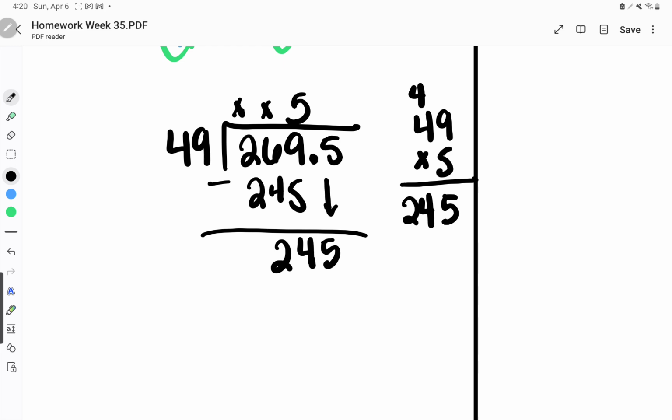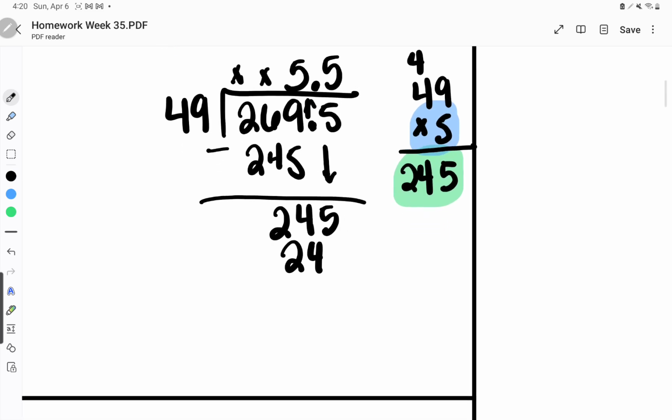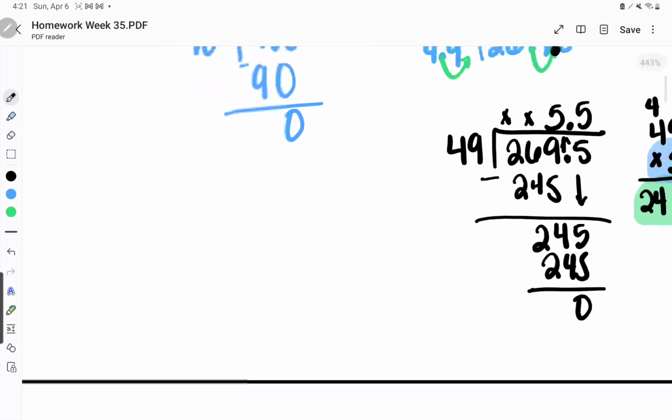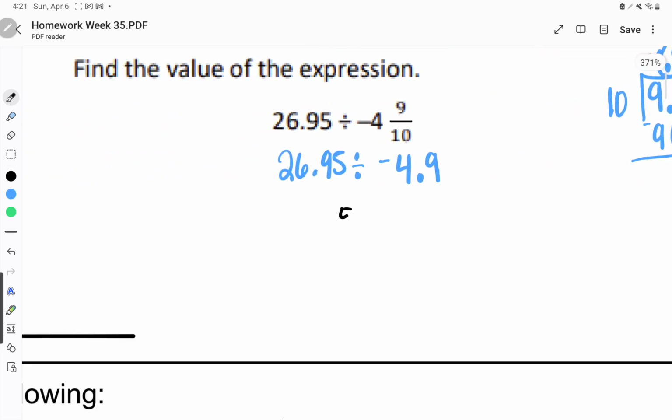And then we have how many times does 49 go into 245? Well, if we look right here, we just got 245 by multiplying it by 5. So this is a 5 up here. We just bring that decimal straight up, and then 5 times 49 is 245. So this gives us 5.5.